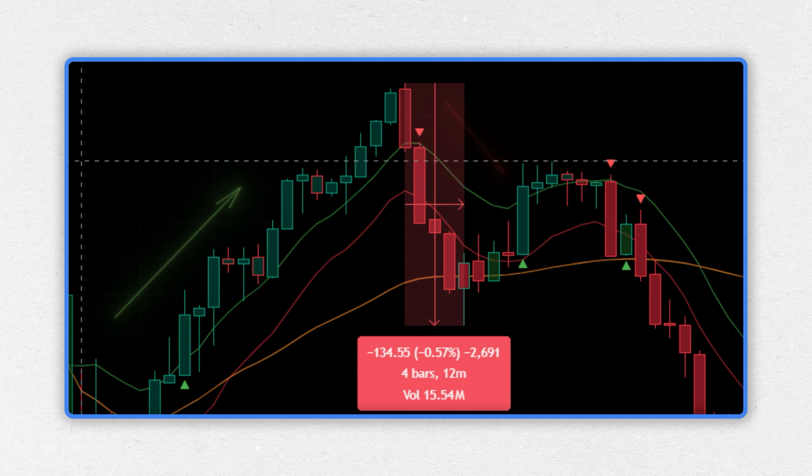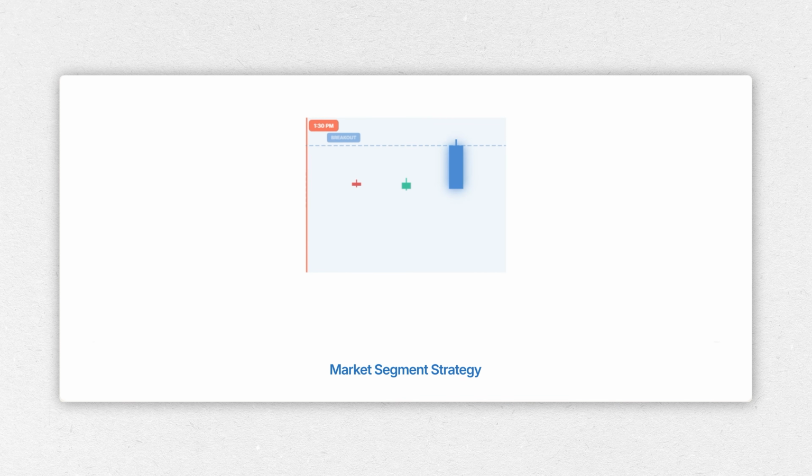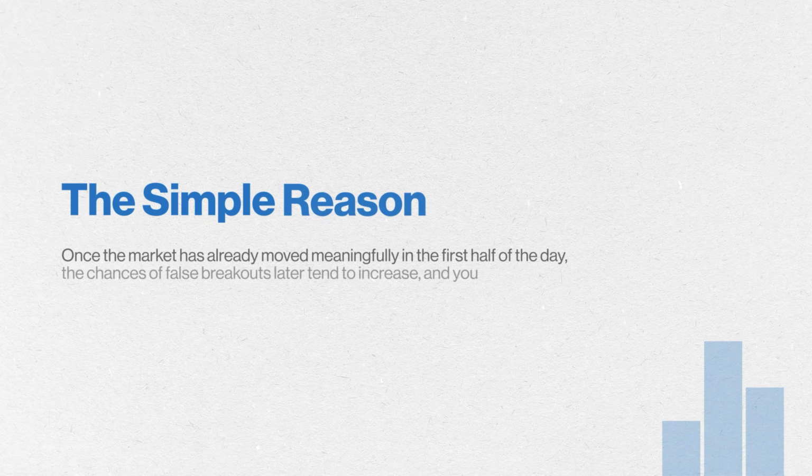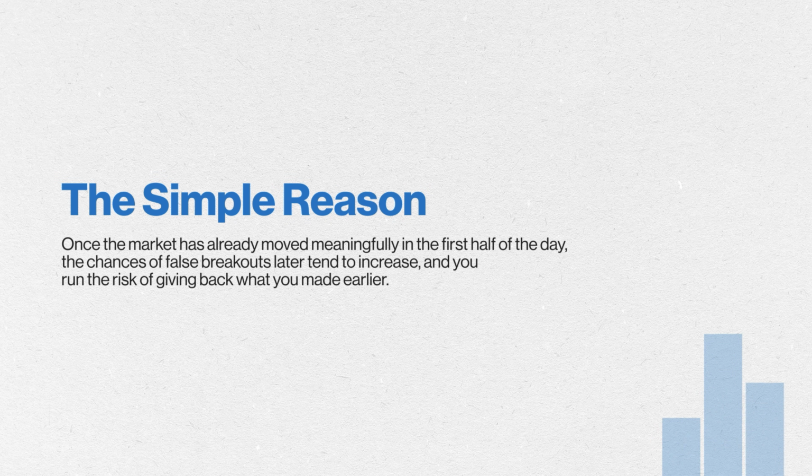Now moving on, one question that always comes up is this: once S1 and S2 are done, should you even trade S3? My view is that S3 should be traded only when S1 and S2 have remained extremely narrow in range. On most other days, I would avoid it. The reason is simple. Once the market has already moved meaningfully in the first half of the day, the chances of false breakouts tend to increase, and you run the risk of giving back what you made earlier.